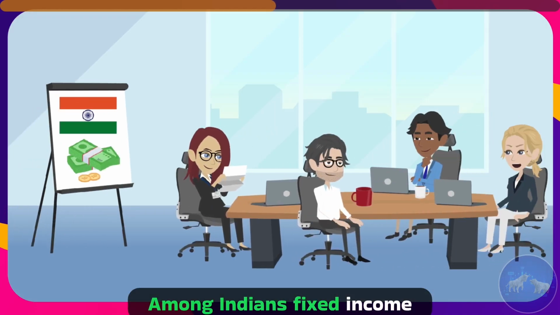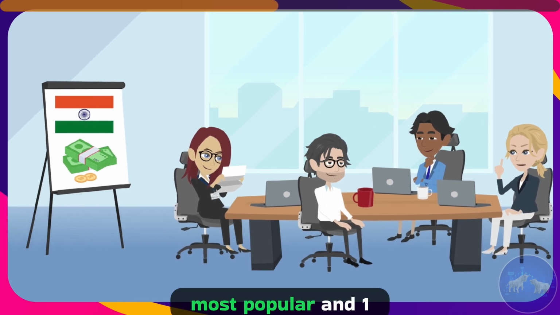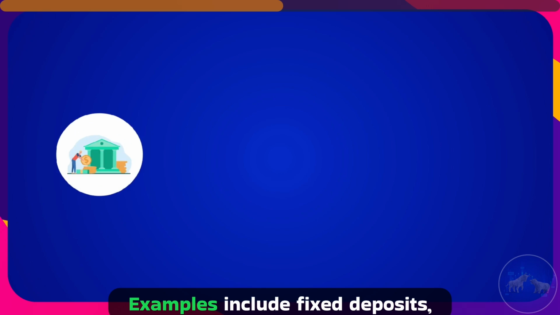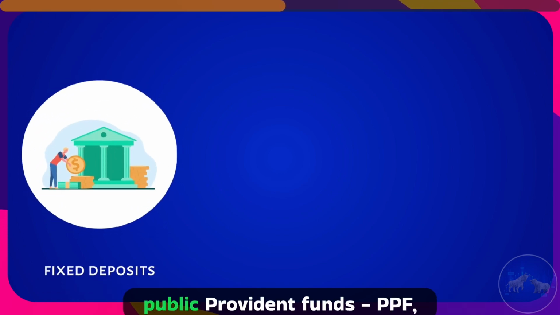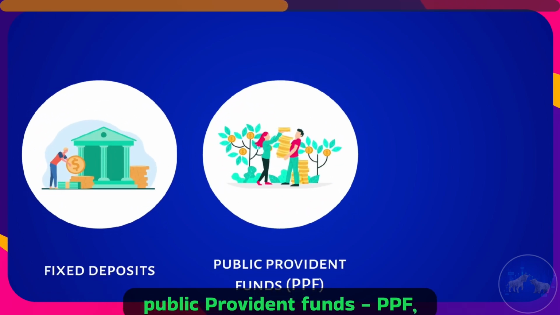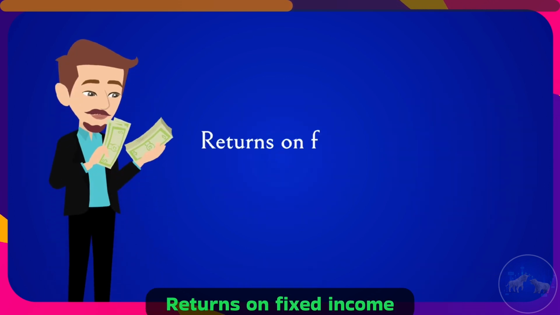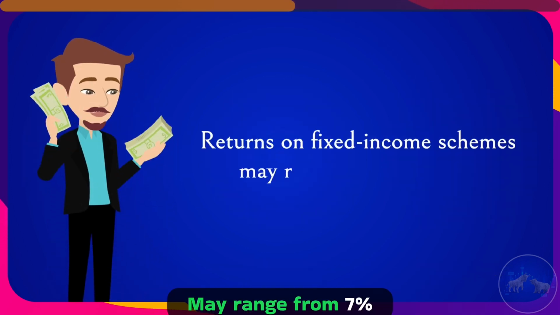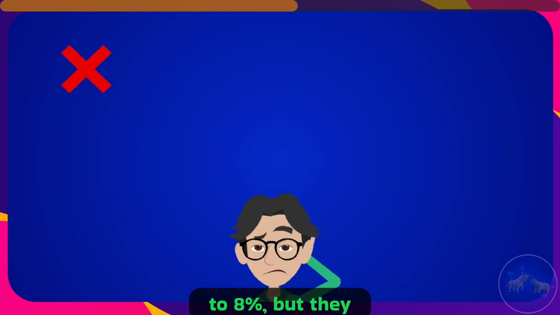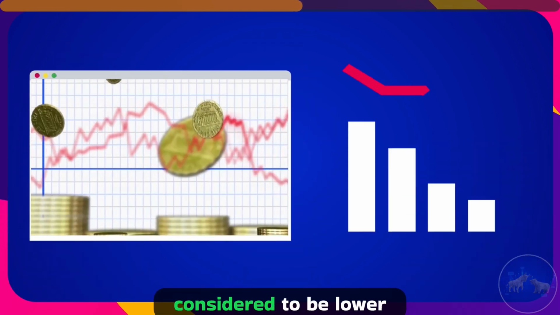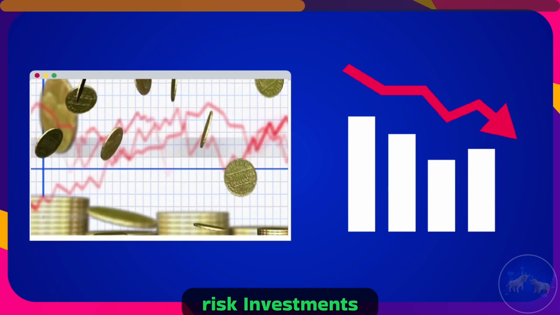Among Indians, the fixed income asset class is the most popular and one of the most trusted and oldest forms of investment. Examples include fixed deposits, public provident funds, PPF, and government and corporate bonds. Returns on fixed income schemes may range from 7% to 8%, but they are not inflation-beating returns. Fixed income assets are considered to be lower risk investments.